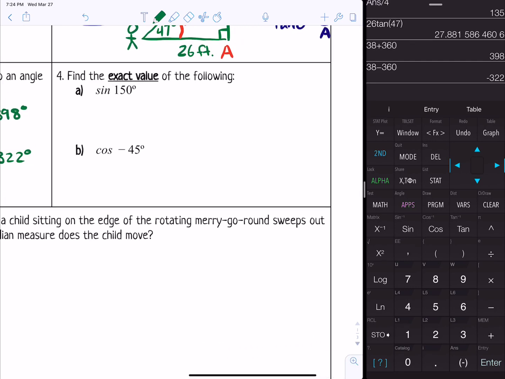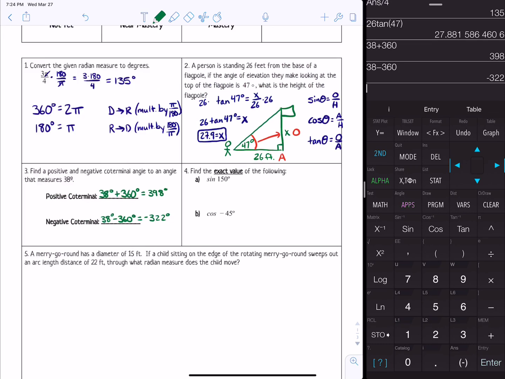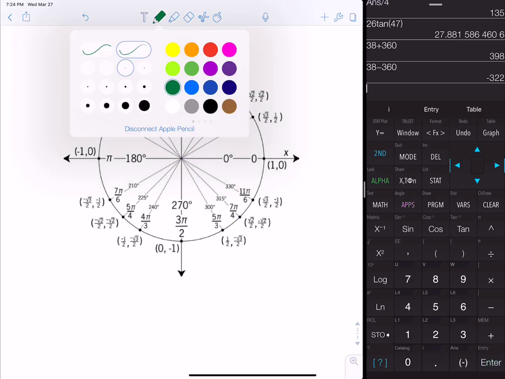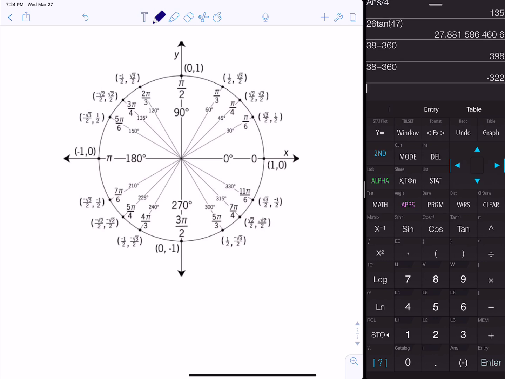The next question says find the exact value of the following. On our unit circle that is going to be given to you on your quiz, you just need to recall that every point on the unit circle has coordinates x and y all the way around. X represents cosine and y represents sine. They asked for sine of 150. If you go to the 150 degree angle, the sine value is the y value, so that would just be 1/2.